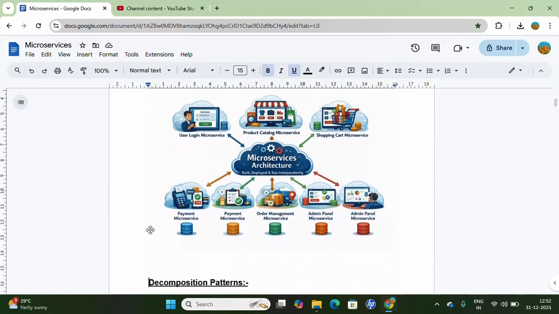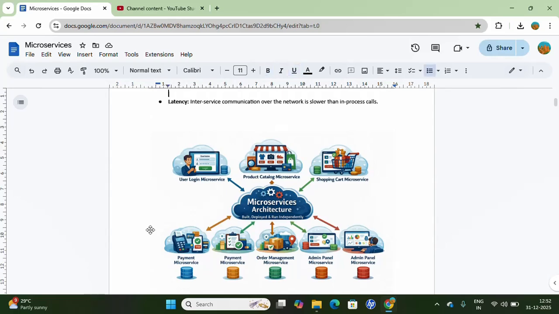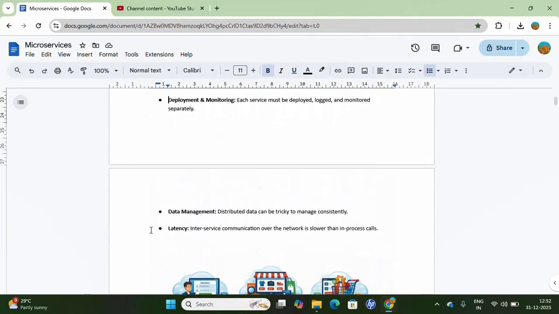I hope you understand the microservices architecture as well. In the next video, we are going to discuss the difference between microservices and monolithics. Once we complete that, we are in a good way to close the architecture discussion, and later we will discuss design patterns.